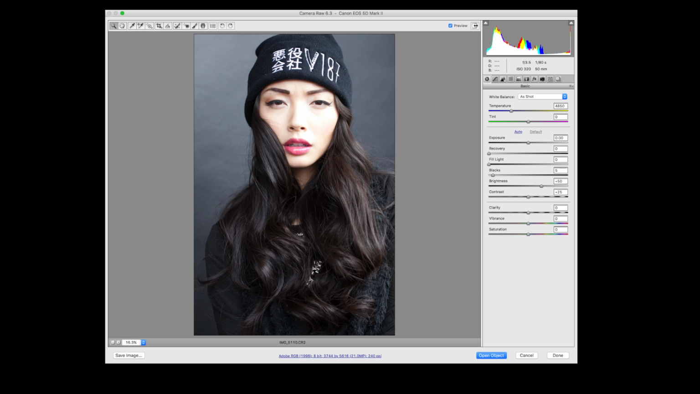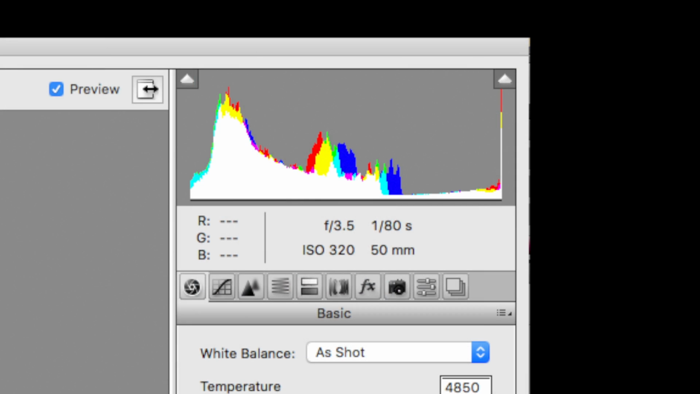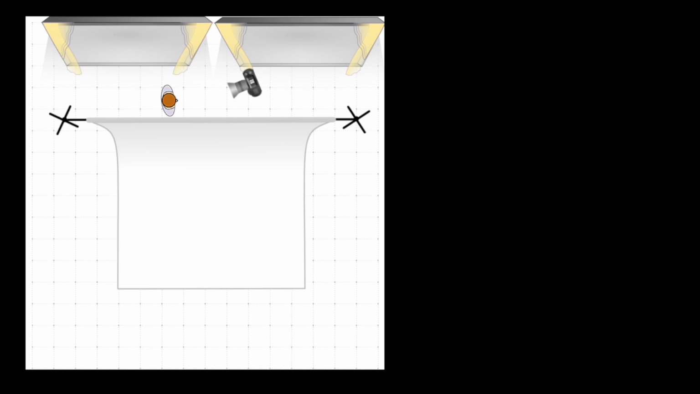So let's go over the raw photo. The aperture is f3.5, shutter speed 1/80th of a second, ISO 320, and I was shooting with a 50mm 1.4. So a couple of things on this photo and the setup and the general shoot. I was 4 to 5 feet away from the model, and we were sandwiched in between the backdrop and the window.